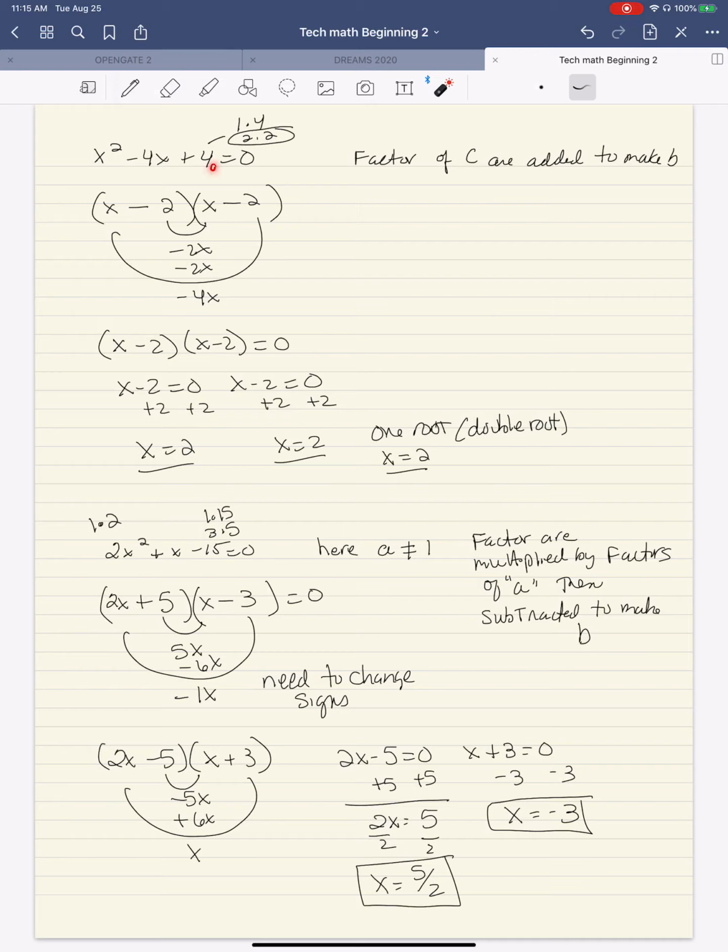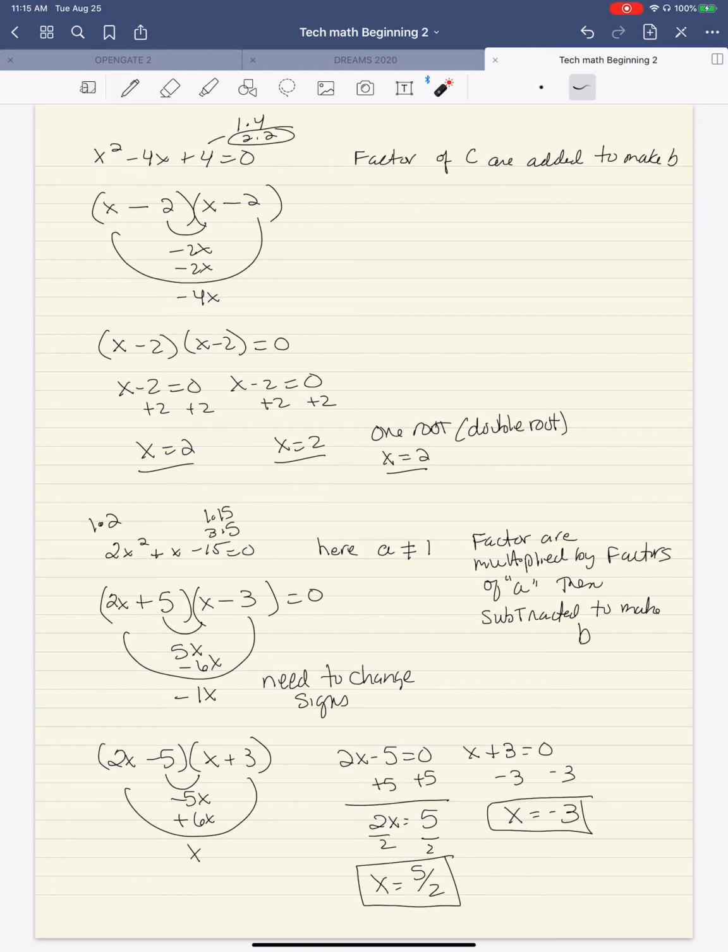I look at c. It's either a 1 times 4 or 2 times 2. Since I know I have to add them and make a 4, it's got to be the 2 times the 2. They're both negative here, so it doesn't matter where I put them. And as long as I get my x squared and my plus 4 from the first terms and the last terms, I can just check the middle terms to make sure b comes out.